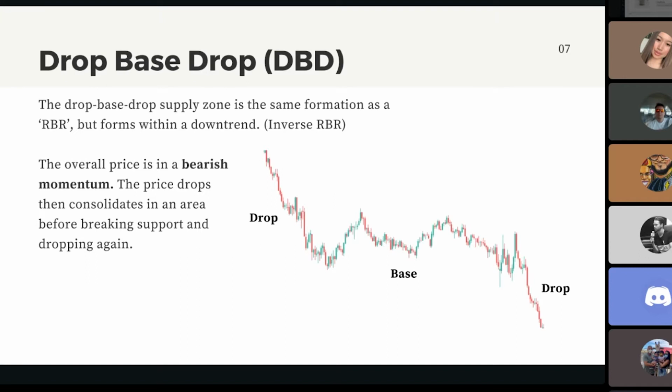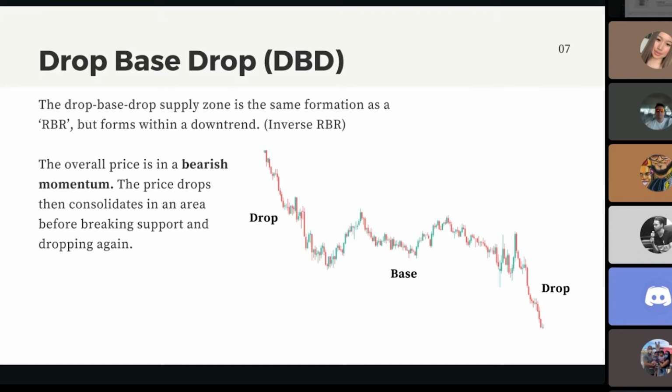Drop-base-drop. So the stock's dropping, then it's basing out. So that's a bear flag here. Then we're trying to figure out what is it going to do? Will it go up or down? Rally or drop? It decided to drop. So it made a base and then it dropped. So that's where you're determining where you're going to take the trade to and where your stops are going to be. The base is what helps you determine that.